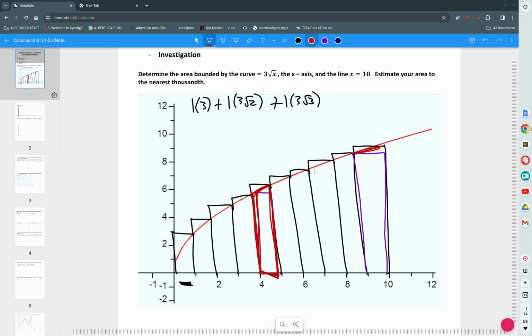I see it on TikTok. It was like calculus explaining it to a 10-year-old, and it was doing the shape of a pool. Yeah, nice, awesome.